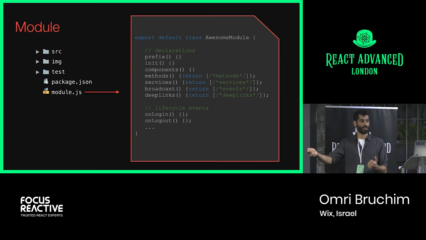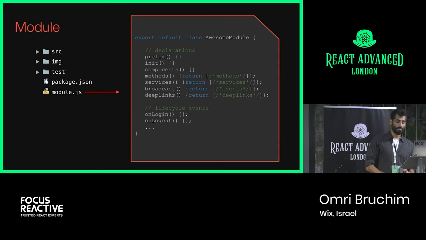And on the other side, we have the lifecycle events. Actually, the init should be there. What happens on login? Do you want to do something when the user logs into the application? Maybe when we log out from the application, you want to clear your cache, and all the rest. There are a lot of them.